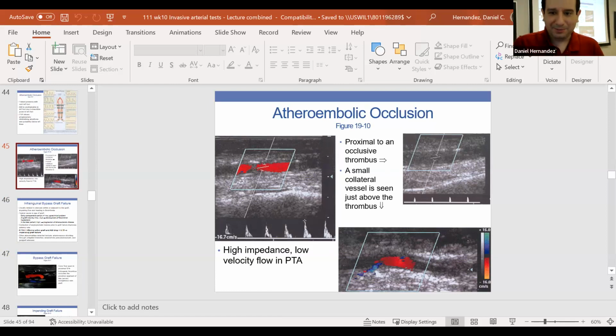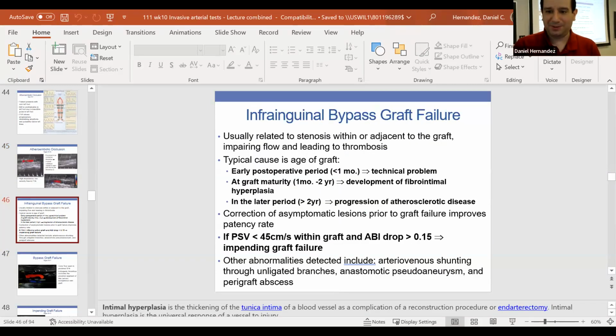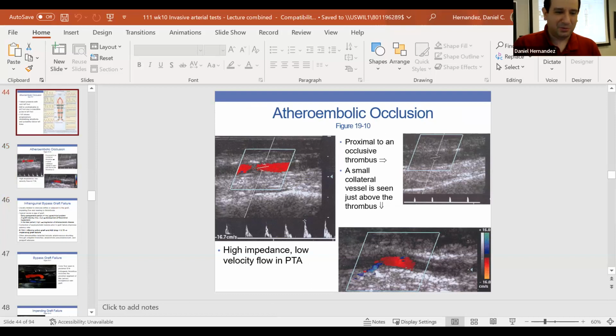Was it your class when I was describing tardus parvus, and resistance to blood flow? I don't think it was you guys, as an open house party. No. All right.